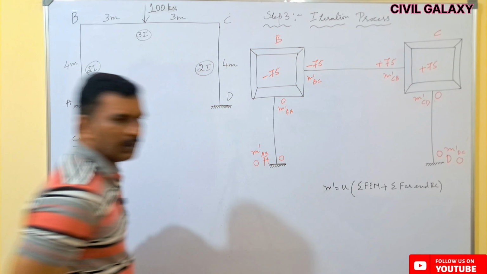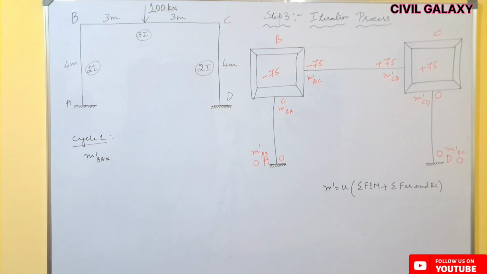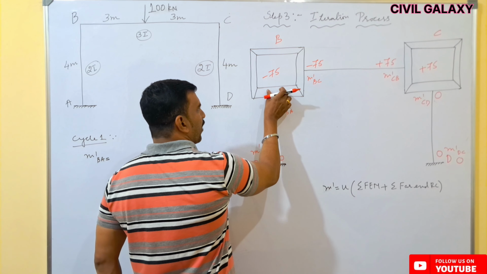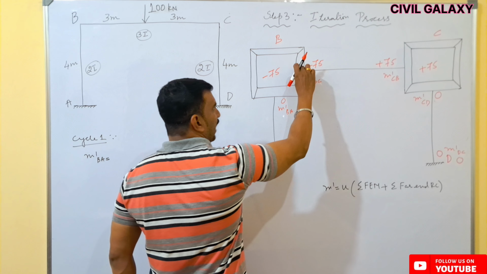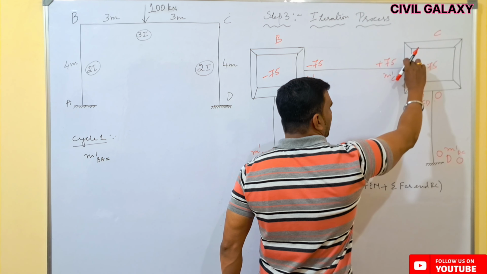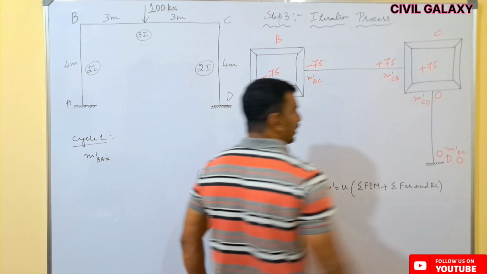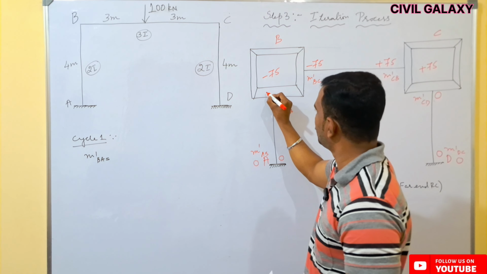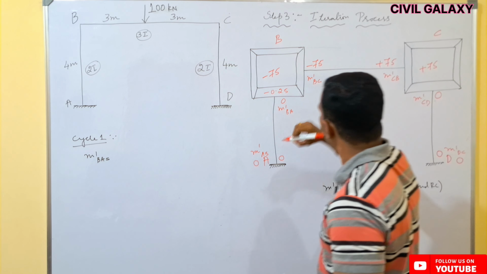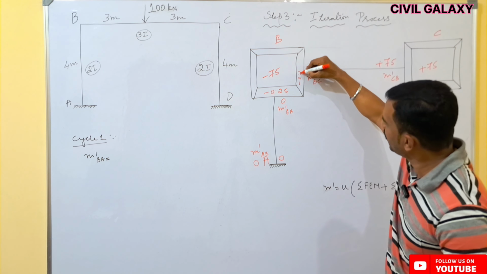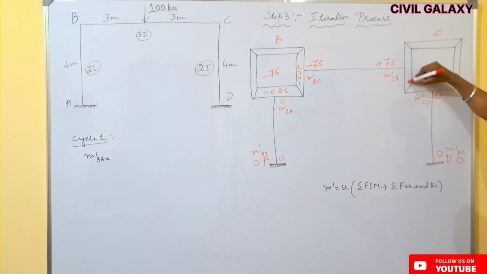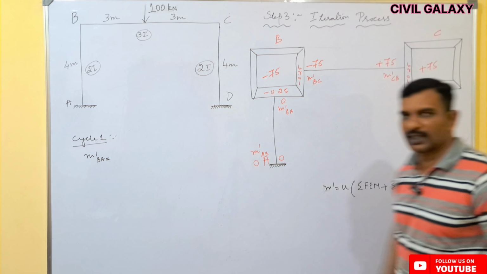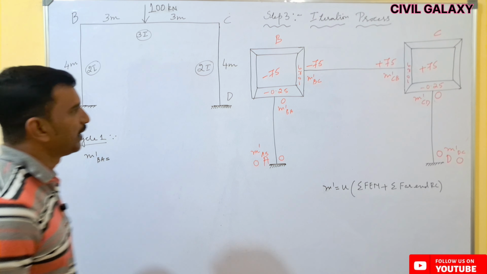Here U means the rotation factor, whatever we have calculated in the second step. That rotation factor we have to represent over here, from B to A and B to C. Here in this box we have to represent C to B, and here we have to represent the rotation factor from C to D. We have got the rotation factor from step 2, which is minus 0.25. Here also it is minus 0.25, here it is minus 0.25, and here also it is minus 0.25. These are the rotation factors we have calculated in the second step.